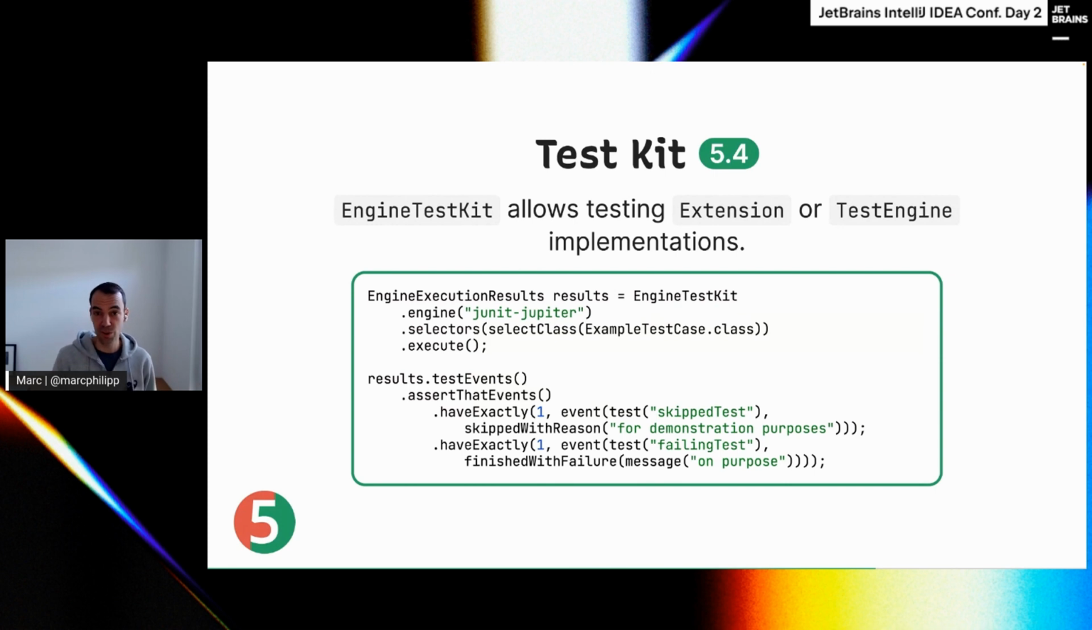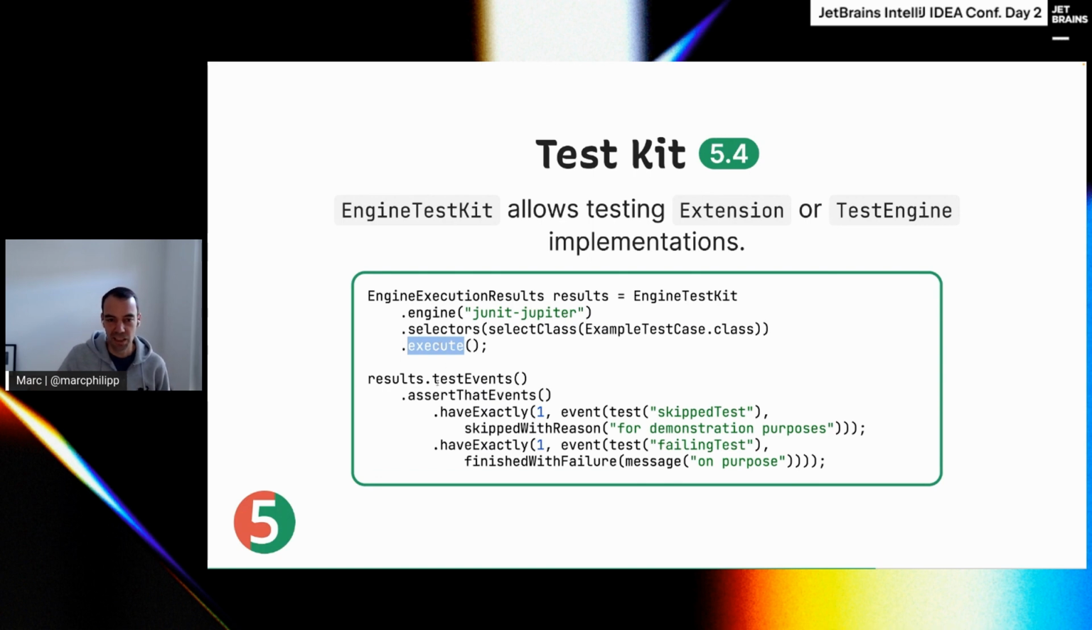Another thing that the platform also contains is called test kit. This engine test kit class allows testing extensions that we've seen, or even test engine implementations, where its name actually comes from, in tests. So it's an API that you can use in your tests to run tests. So here basically is the entry point. You say, okay, we want to run a test using the JUnit Jupiter engine. We give it selectors. So this is a little bit like what we just discussed on the suite class. In this case, we want to select this example test case class for running, and then we say execute.